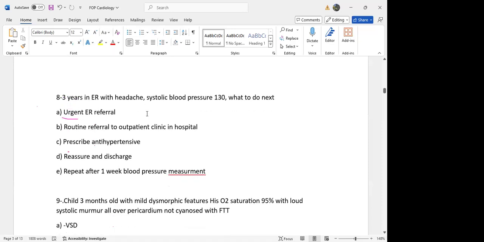This is a 3-year-old child in ER with headache. The systolic blood pressure is 130. At the age of 3 years, 130 is high blood pressure. What to do next? Options: urgent ER referral, though the child is already in ER; routine referral to outpatient clinic; prescribe antihypertensive; reassure and discharge; repeat blood pressure measurements after 1 week.